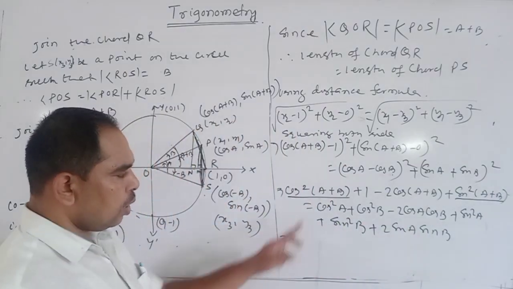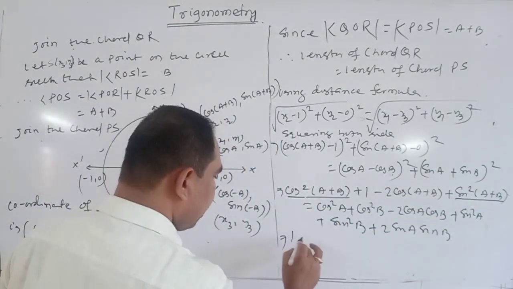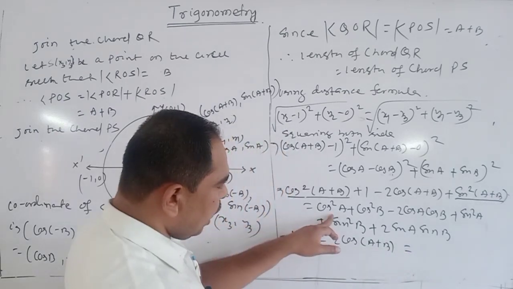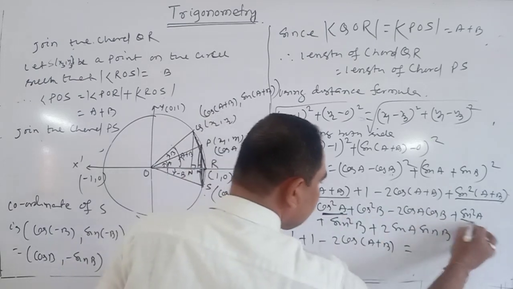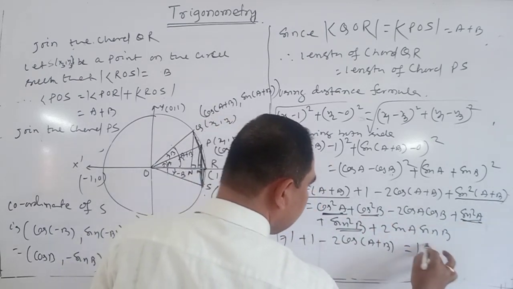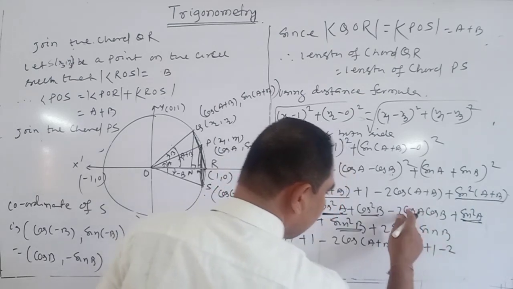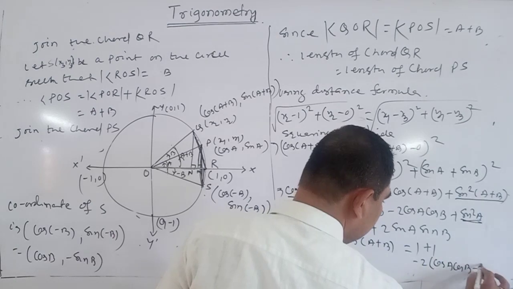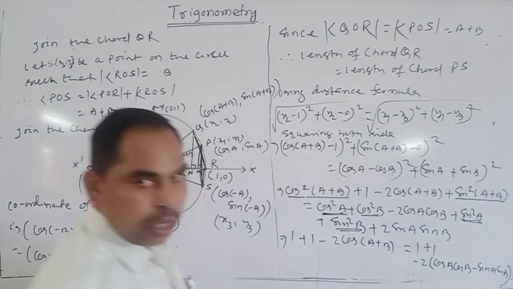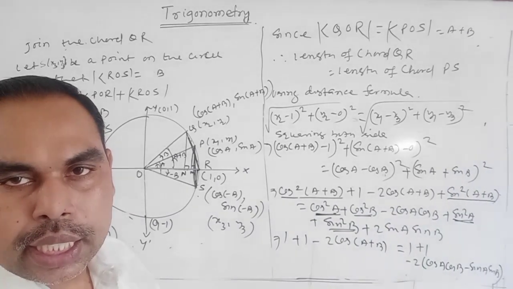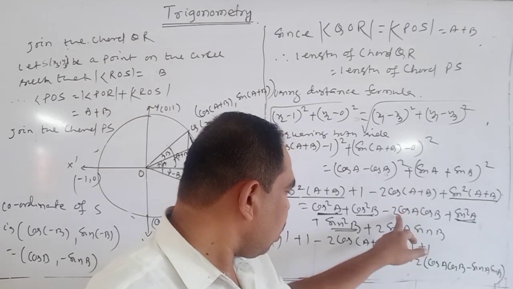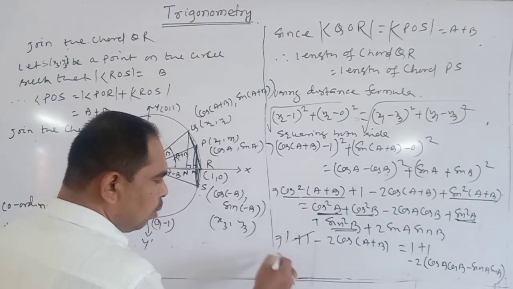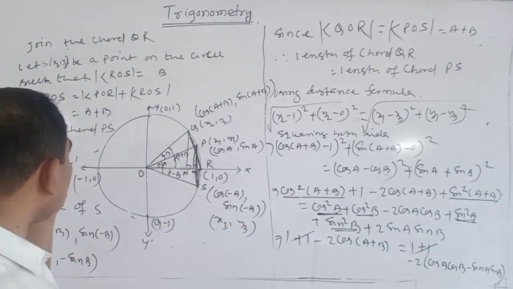So this implies cos square a plus b plus sin square a plus b is 1, this is also 1, minus 2 cos a plus b is equal to cos square a plus sin square a, which is 1, and cos square b plus sin square b, which is 1, minus 2 cos a into cos b minus sin a into sin b. Look, the minus 2 is common, so it cancels. On both sides 1 and 1 cancel, and minus 2 common cancels.